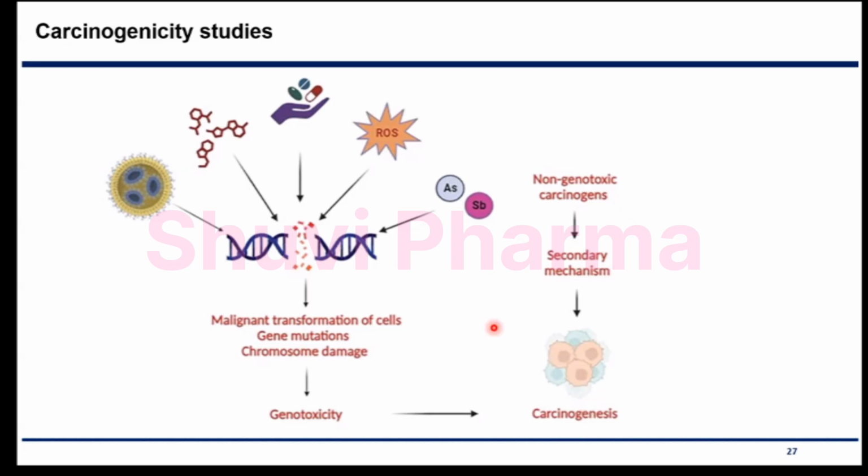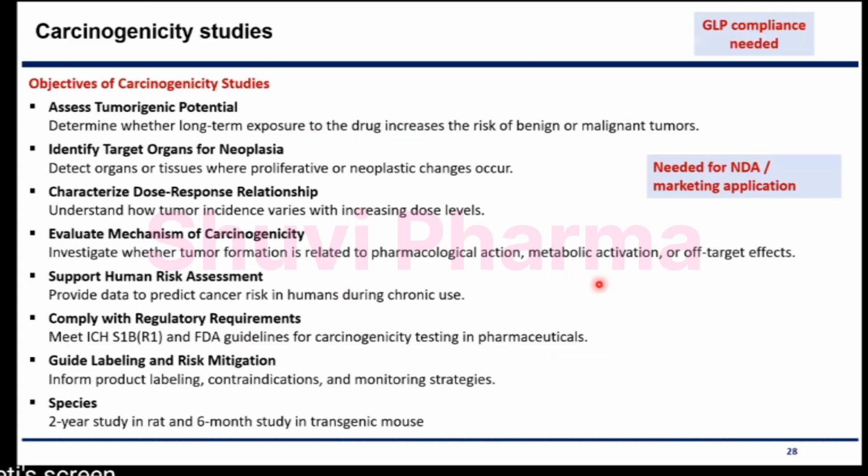So it's important that we evaluate this risk. We evaluate the genotoxicity risk early on, but we also do carcinogenicity studies where we evaluate both together. And this is also a GLP study, and you need it. This takes a very long time.